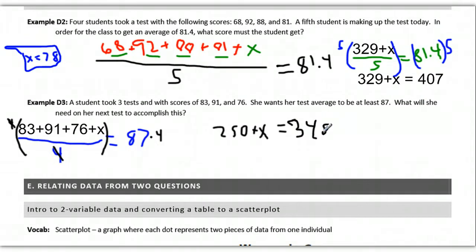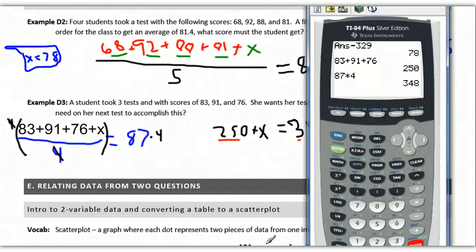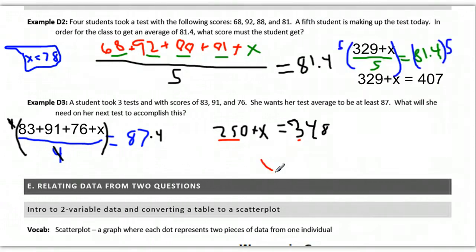And now we need to get x all by itself. So we've got to take away the 250 from both sides. And we're left with 98. So x is equal to 98. And that is what she's going to need on her next score to get that average up to an 87. So she better be studying pretty hard.